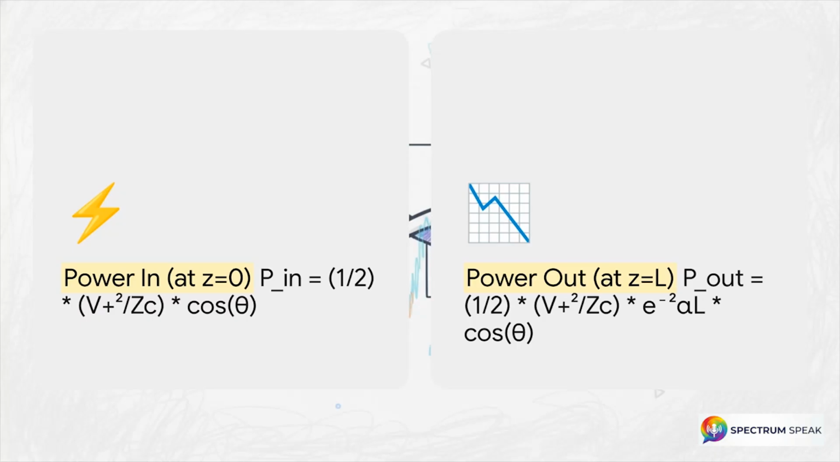Take a look here. On the left, you've got the power going into the cable. On the right, the power coming out. The formulas look almost identical, don't they? But there's one critical difference on the right. That little term, e to the minus 2 alpha L. That is our attenuation doing its work over the full length L of the cable.